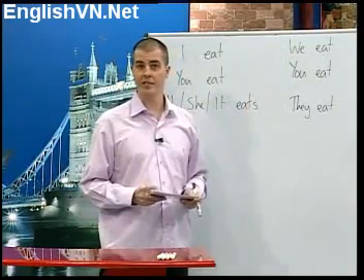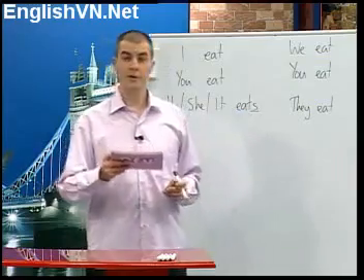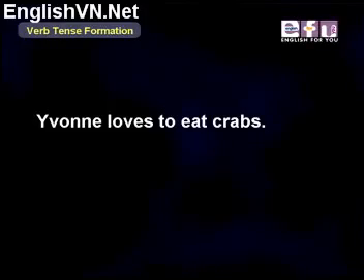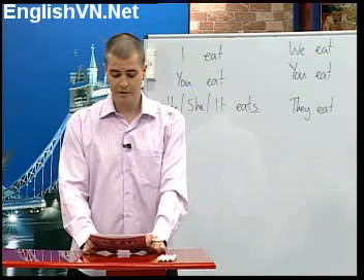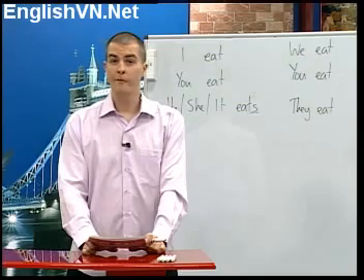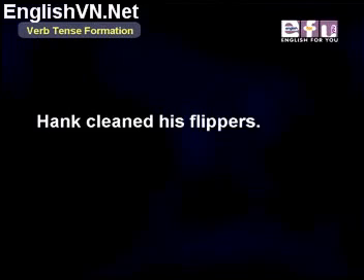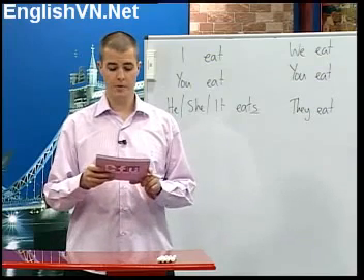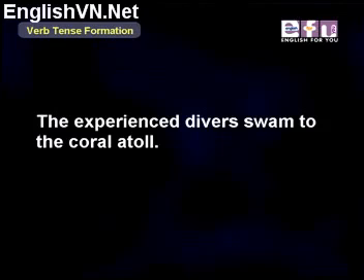Now the verb after he, she, or it has a final S. For example, Yvonne loves to eat crabs. The present continuous is formed by adding ing after the verb. The girl is scuba diving. We form the simple past by adding ed to the verb. For example, Hank cleaned his flippers. However, there are many irregular verbs in the past tense. Here's an example. The experienced divers swam to the coral atoll.